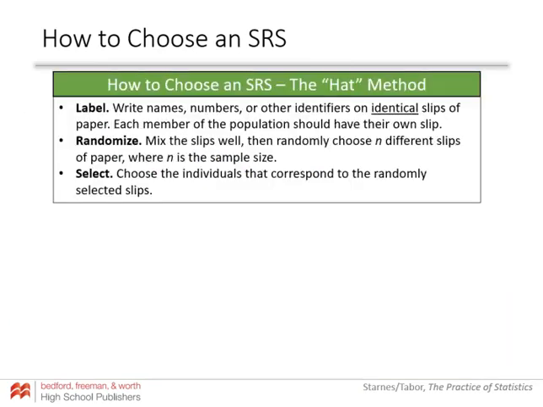Okay, and then the last method is something called the hat method. It's basically something you've probably done before. You write the names or the numbers of the population on pieces of paper. We put them in some container, mix them all up, and then choose out however many is going to be in our sample size. The key here when you're describing this is you have to say that they are identical slips of paper so that the person reading your answer knows that you know we're giving everyone the same chance because the papers are all the same.